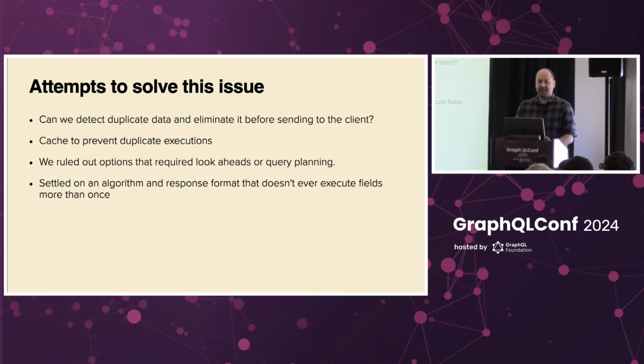And we looked at algorithms that did query planning, so basically a step before execution, where you analyze all the fields and find a way to optimize it. The GraphQL spec doesn't have any query planning now, and we didn't want to start requiring that, so we didn't go down that path. And then we ended up with this new response format and an algorithm that was designed to not duplicate any execution from the start.